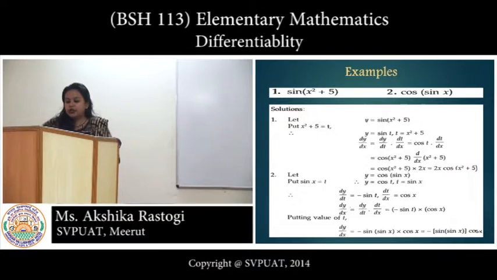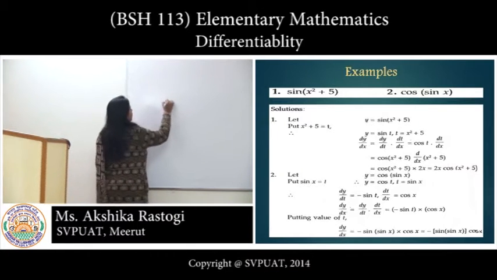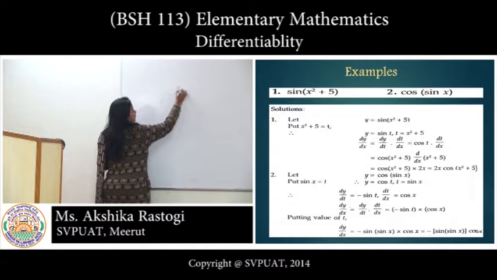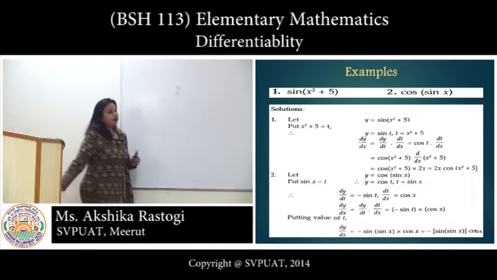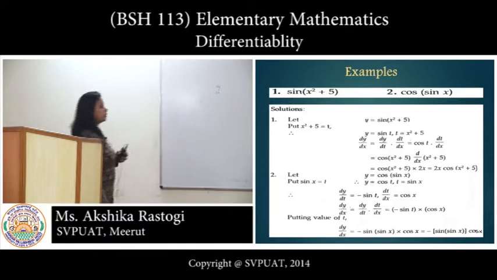Now moving toward the example. So example number 1, we have to find the value of dy over dx, and the numerical is sin of x square plus 5.